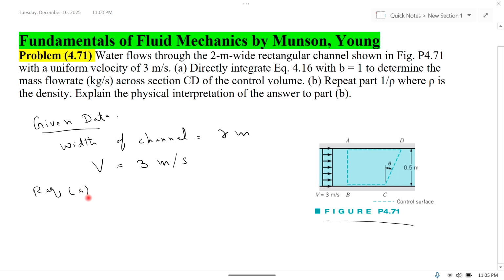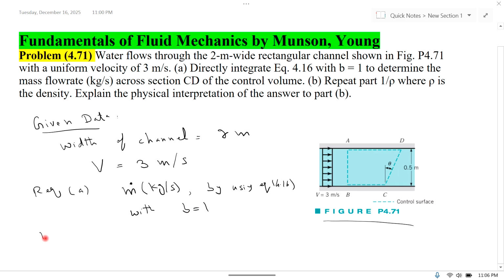Part A: directly integrate equation 4.16 with b equal to 1 to determine the mass flow rate across section CD of the control volume. So CD is the outflow. Here we have to find the mass flow rate, m dot, in kilogram per second, by using equation 4.16 with b equal to 1.